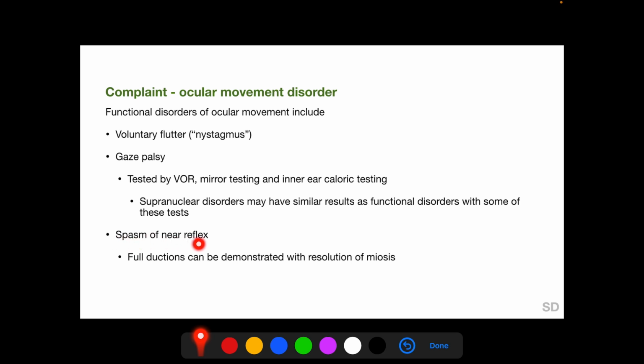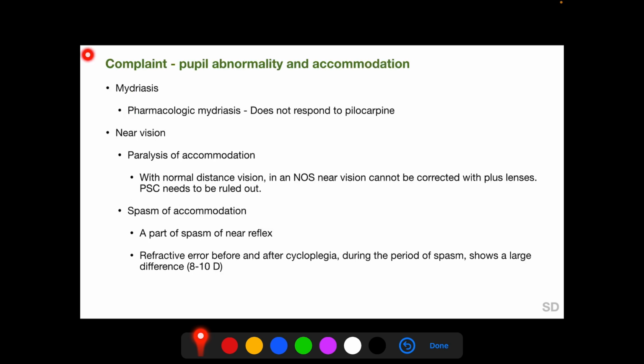Spasm of near reflex is also a functional disorder, and the patient with a spasm of near reflex will demonstrate full ductions when tested with resolution of the accompanying meiosis. Functional abnormalities of the pupil and accommodation include pharmacologic mydriasis, and this does not respond to pilocarpine. Functional near vision abnormalities can be either a spasm of accommodation or a paralysis of accommodation.